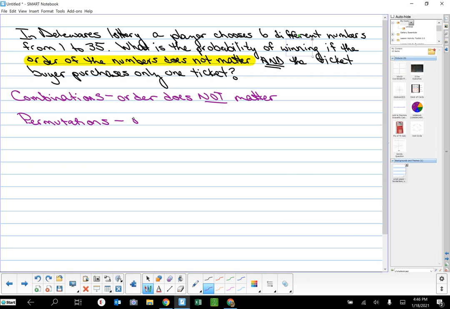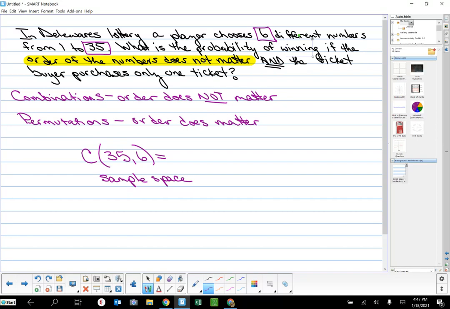And in permutations, the order does matter. So it's important that you keep those guys straight. And so here, a lottery player is choosing 6 different numbers out of 35 numbers. So we're going to do a combination of 35 choose 6 to get our sample space. This will give us our sample space.